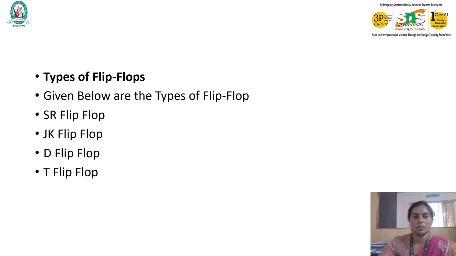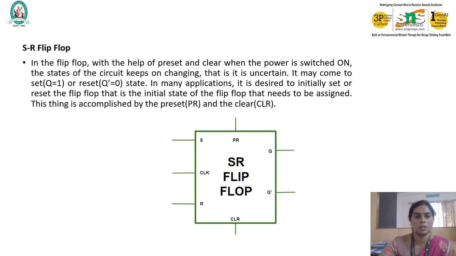When we discuss the types of flip-flop, we have four flip-flops, which will be discussed in the oncoming slides in detail with the truth table along with the circuits. The SR flip-flop helps with presetting and clearing the circuit when the power is switched on and off. Here we take two logic values, set Q equal to 1 and reset Q dash equal to 0. This is used in many applications for setting and resetting the flip-flop in the initial state when a task is assigned.